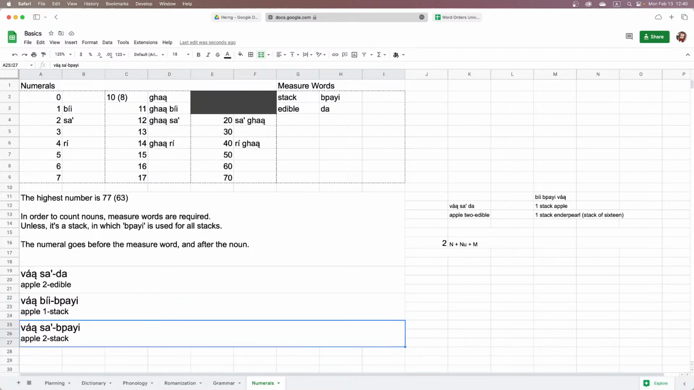Maybe, let's use this one as an example. Apple 2 stack sa da. So in this case, it's basically just acting as a measure word when it's on its own, and if it's above a stack, it's acting as the equivalent of 100, I guess.